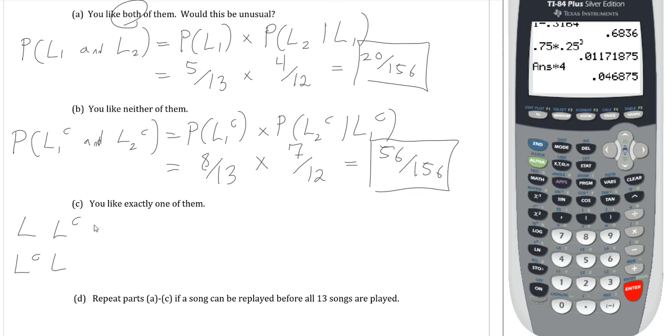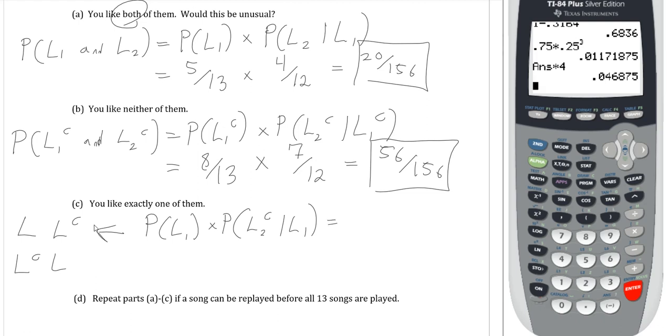Since that can happen in 2 different ways, what we're going to do is solve for one of them and multiply by 2, because we've shown before that the probabilities will still be the same. So let's do the first one. Probability that you like the first song times the probability that you dislike the second song, given that you like the first one.